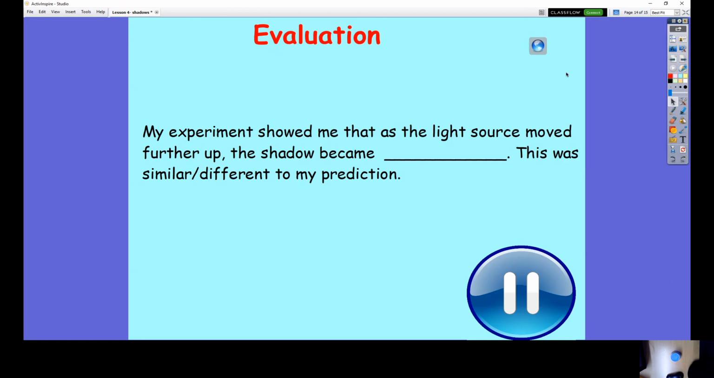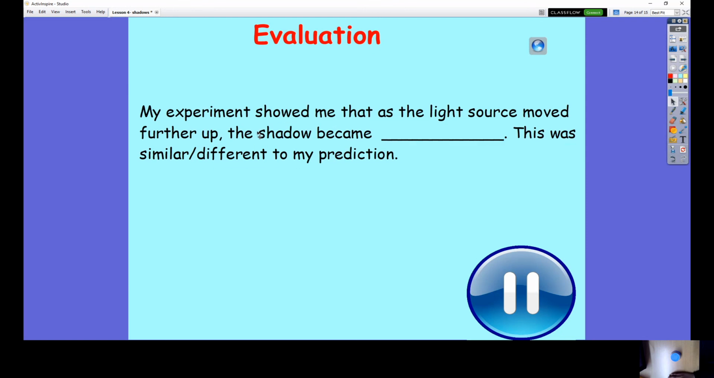The last thing that we need to do is copy out this. My experiment showed me that as the light source moved further up, the shadow became, you need to fill in the missing word here. What happened? Then you need to tell me if it was similar or different to your prediction. So go back to your prediction, and then you can complete this section. This was similar or different to my prediction. Which one was it? Similar or different to your prediction?